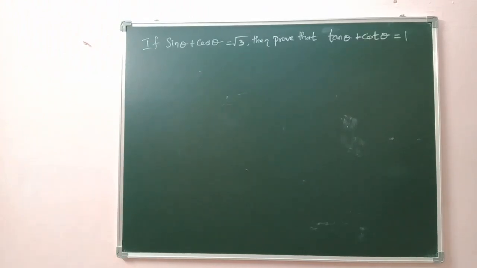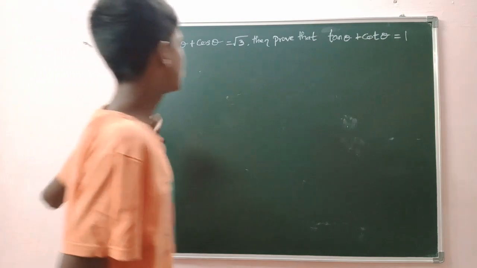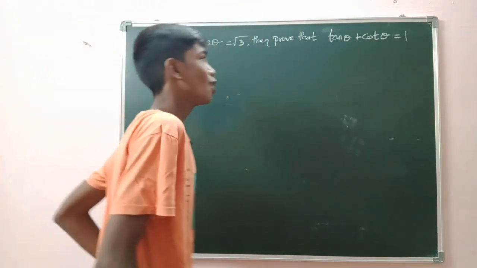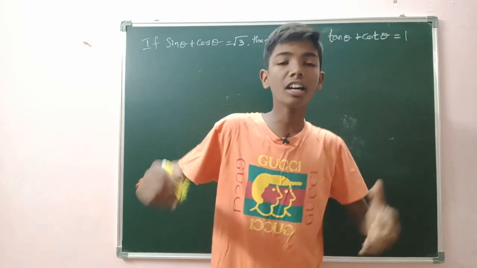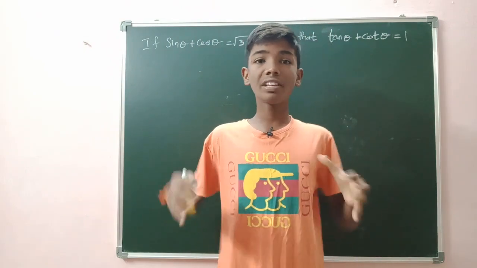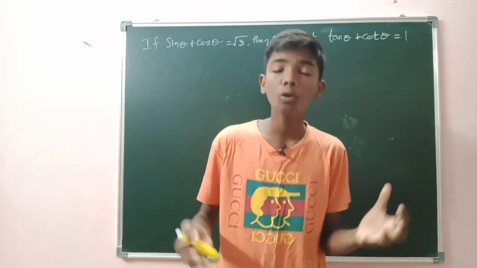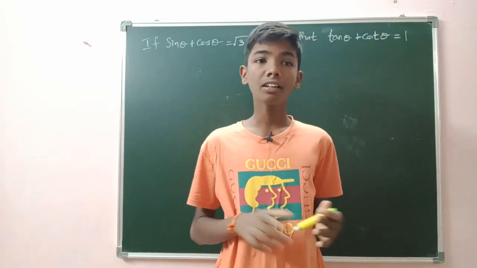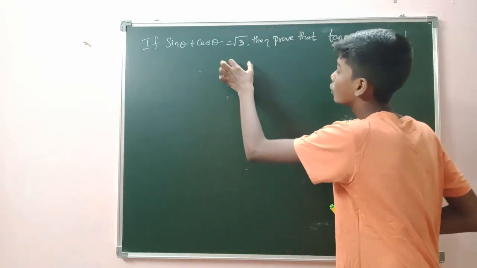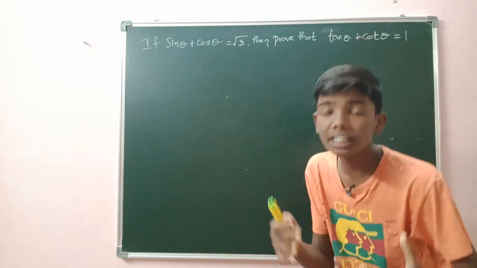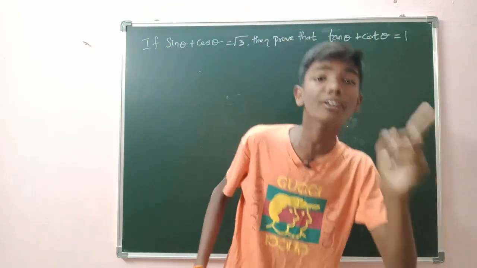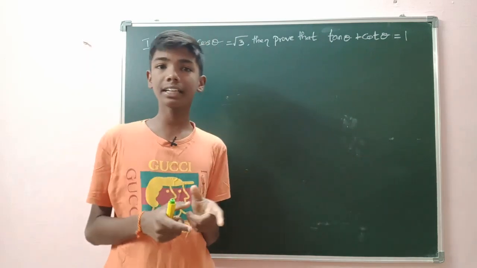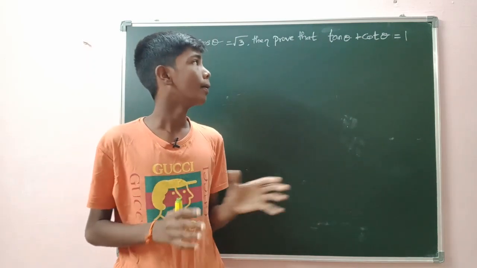The next question is, if sin theta plus cos theta is equal to root 3, then prove that tan theta plus cot theta is equal to 1. So people, whenever you see a question of this kind, just try to use the information given, that is, sin theta plus cos theta is equal to root 3. Just use that and get a particular equation from it.